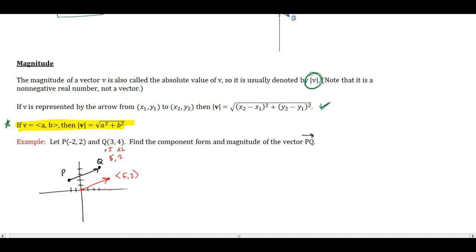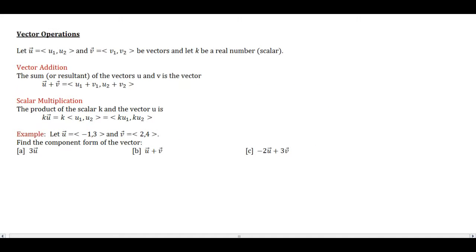In fact, what is that magnitude? Well, now I have it in component form. I can just say, hey, it's 5 squared plus 2 squared, square rooted, or root 29. And that is the magnitude of this vector. Simple enough. Nice work. Now let's go on to vector operations.